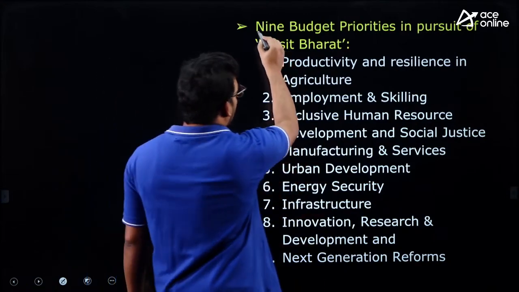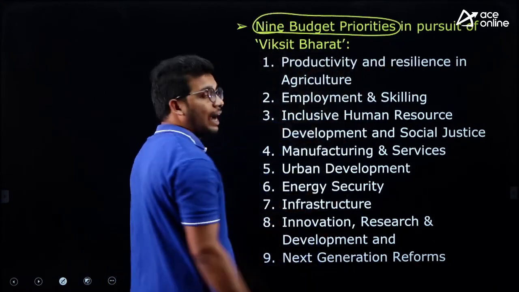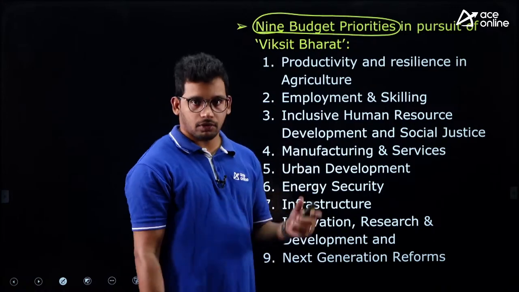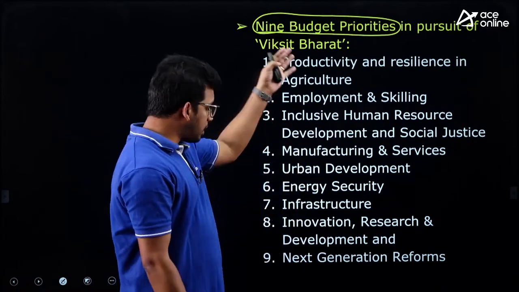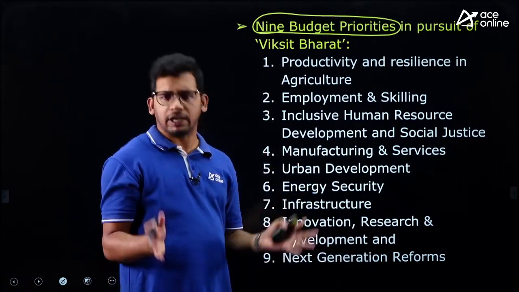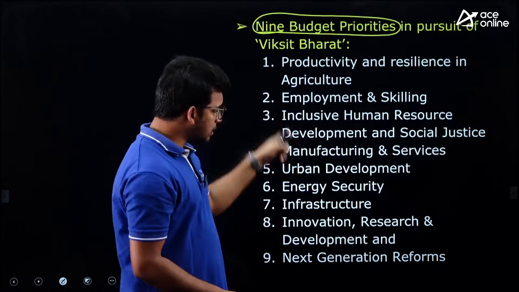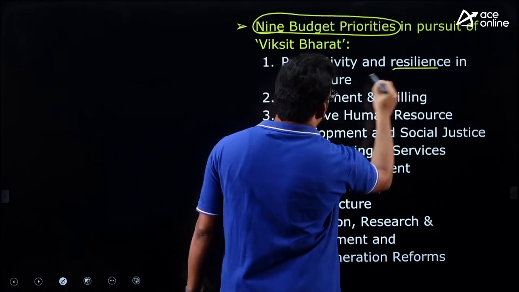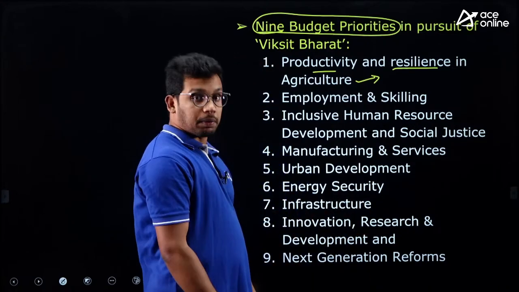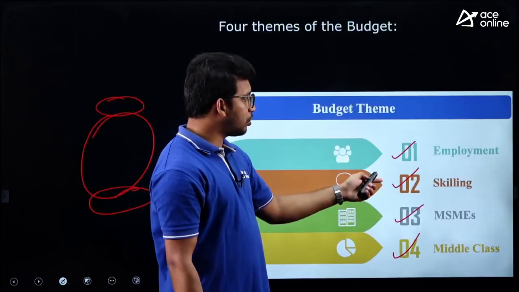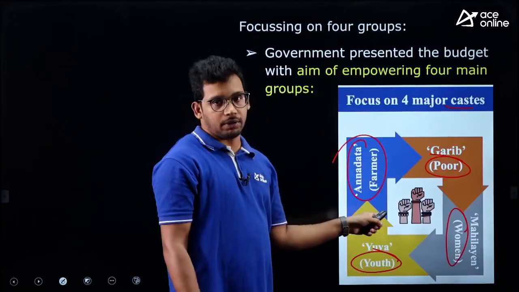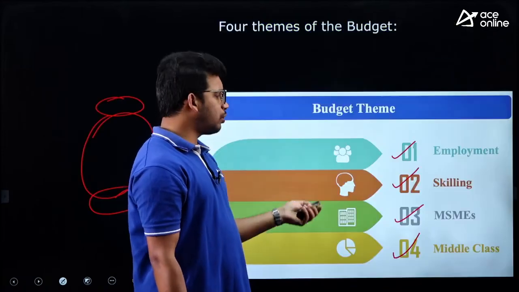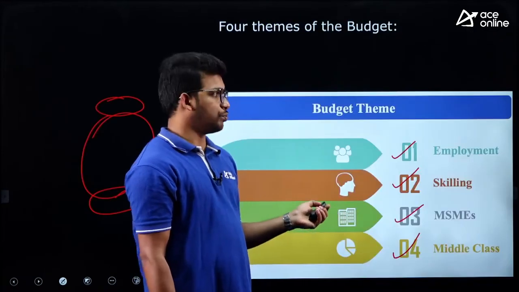These are the 9 budget priorities under the developed India objective, right. So government is going to allocate all the funds of this year's budget under these 9 priority areas. First one, productivity and resilience in agriculture. So this is part of agriculture and you can interlink it to the employment as well as the farmers. So all these 9 can be interlinked to all these 4 themes and 4 groups, right.